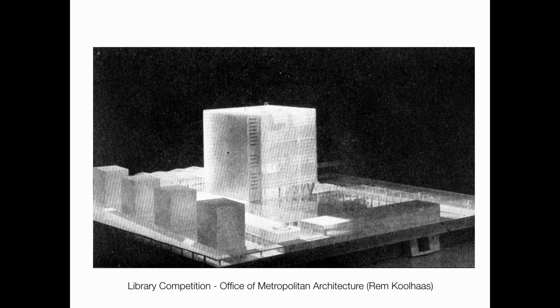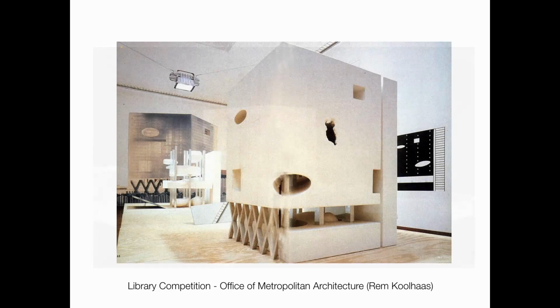It's not limited to just public and private, just places I can go and places I can't go. You can look at it in a far broader sense. It's just contrast. It's showing the difference between one thing and another thing. So this is Rem Koolhaas's Office of Metropolitan Architecture. This is a library competition that they did a long time ago. And you can tell that it's a long time ago from the pictures, that this is old.